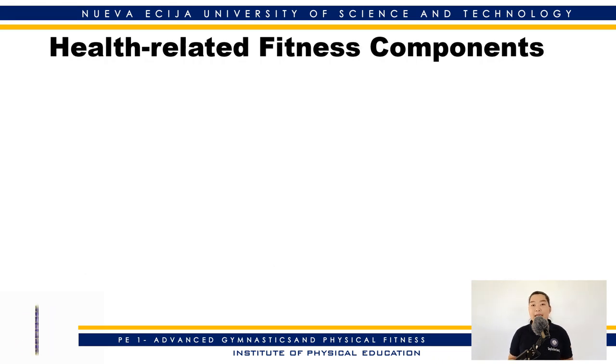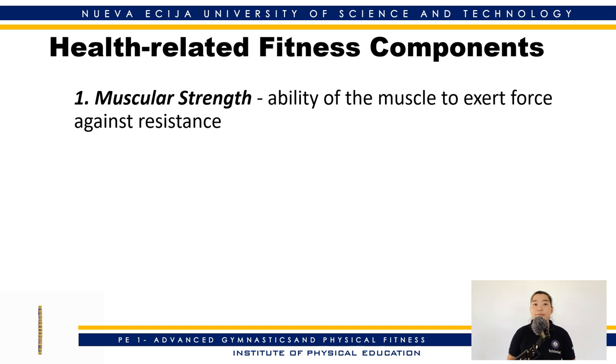First, we have health-related fitness components. It deals with the physiological aspect of your human being. Physiological means the basic functions of your body. For example, number one, muscular strength. Anong part ang involved kay muscular strength? Of course, your muscles. Muscular strength is the ability of the muscle to exert force against resistance. So this is about the strongness of your muscle.